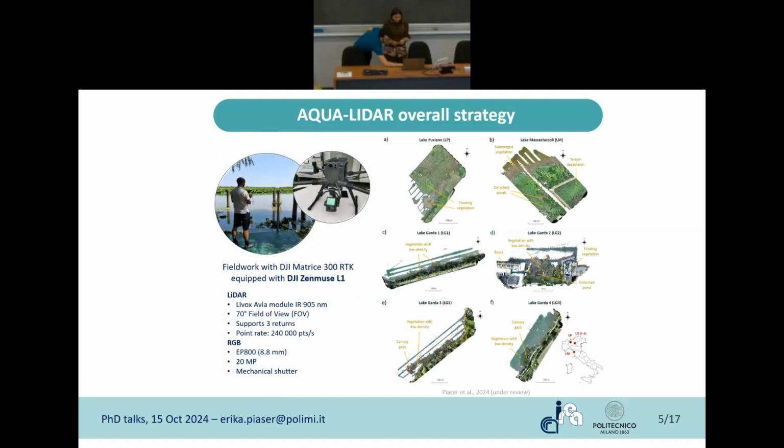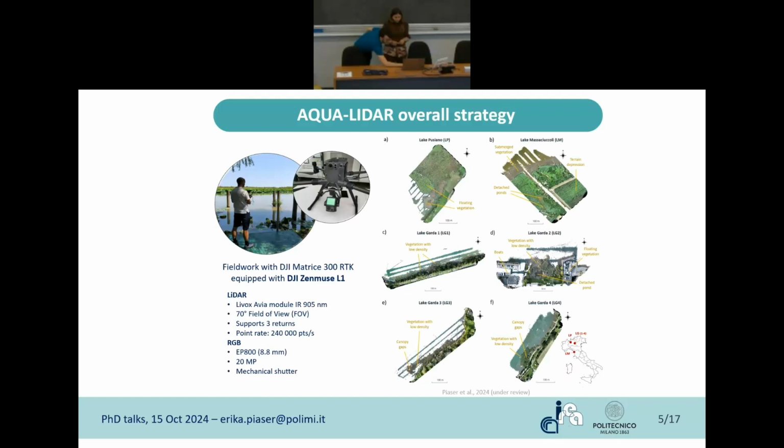To implement and test the method, we performed several field works. We used the DJI Zenmuse L1 sensor, which is a LiDAR sensor with an embedded RGB sensor module. So we are able to collect both LiDAR and RGB information in order to obtain the digital surface model both with LiDAR data and traditional photogrammetry.